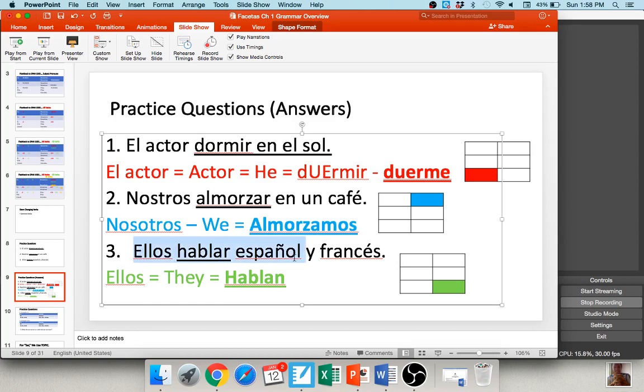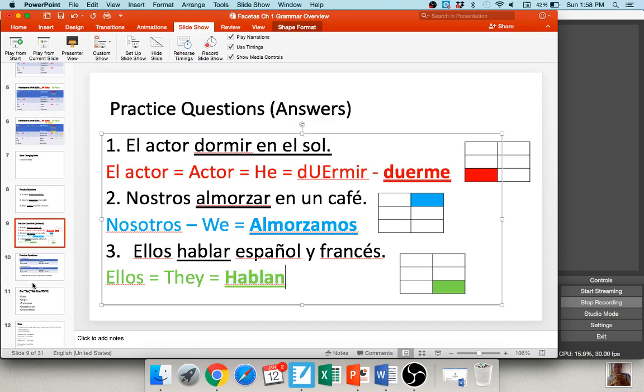Finally, ellos hablar español y francés. They speak both Spanish and French. We know that ellos means they. Our they box is our bottom right box down here. We're going to remove our AR and hablar. There's no stem change present here, so we're just going to add our typical AN ending here to end up with hablan. Okay, hopefully you're feeling pretty good about the present tense in Spanish.